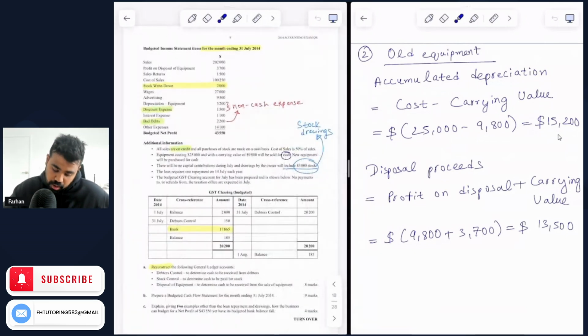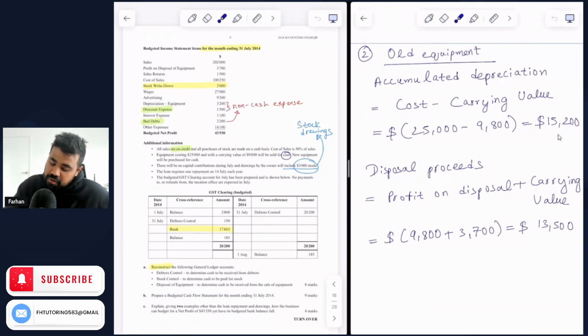Then I want to also find the disposal proceeds. Now, since the question explicitly mentions that this will be sold for cash, whatever we are getting in disposal proceeds is basically the cash that we're receiving from the sale of equipment. And you could just finish it right here without doing the ledger account, but we need to do the ledger account anyway. So how do we find this disposal proceeds?